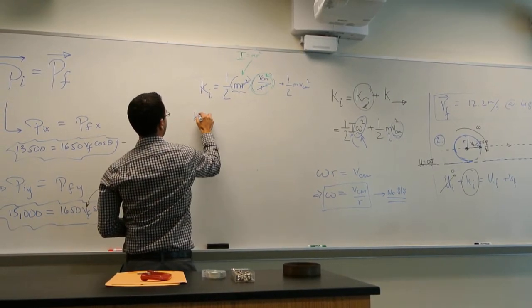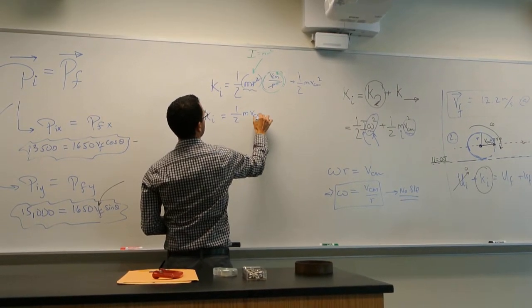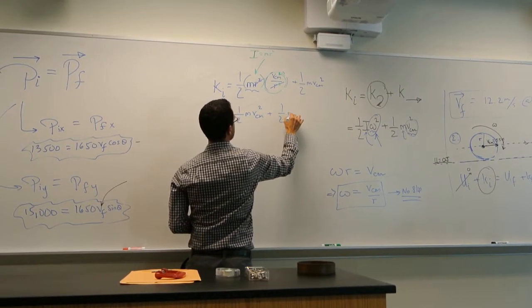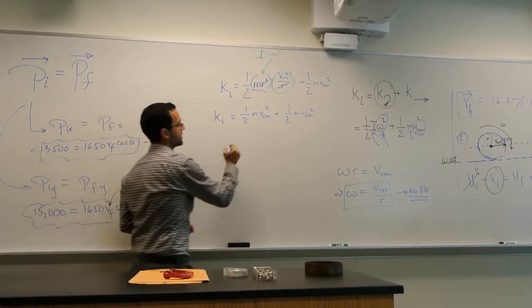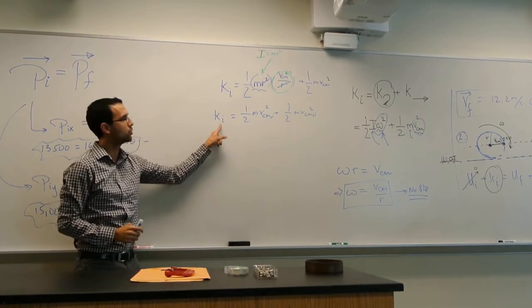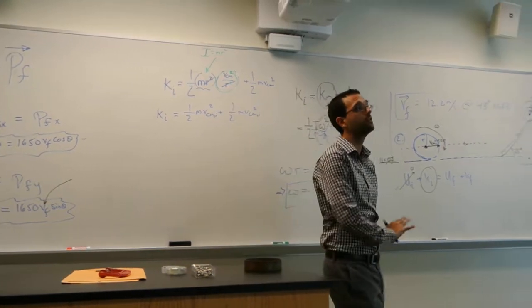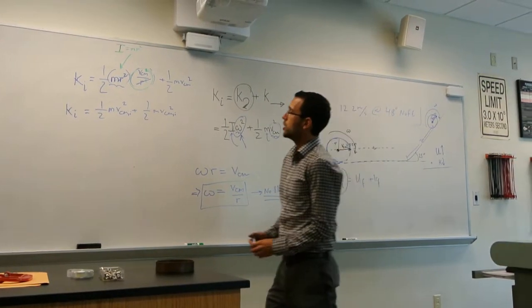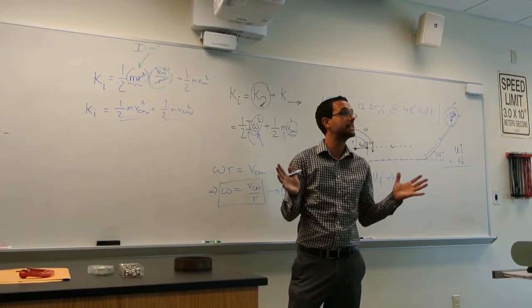And you're left with kinetic energy initial is 1/2 mass times VCM squared plus 1/2 mass times VCM squared. I should be very specific here: this is the VCM initial, since it's initial kinetic energy. That is a quantity that is known, that is given to you, right? And if you notice, both of those terms are identical. Does everybody agree that they're identical?